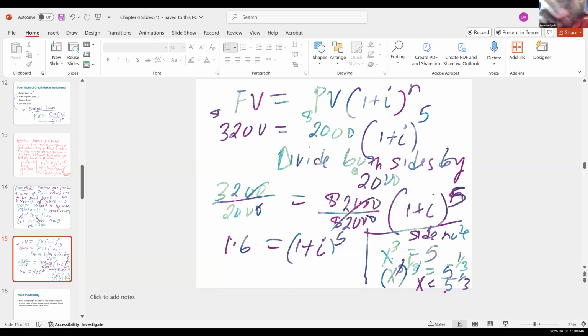That's a side note. It's going to be the same thing here. So when I say 1.6 equals (1 plus i) to the power 5, if I raise both sides of this equation to the power 1/5, then the left-hand side is going to be 1.6 raised to the power 1/5, must equal (1 plus i) raised to the power 5, but this is all going to be raised to the power 1/5. So the 1/5 is going to cancel the 5 there. So what you're going to be left with, let me open a new slide and finish that up.